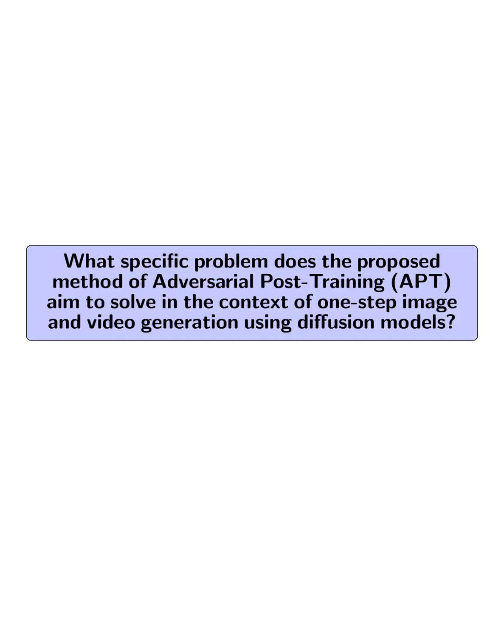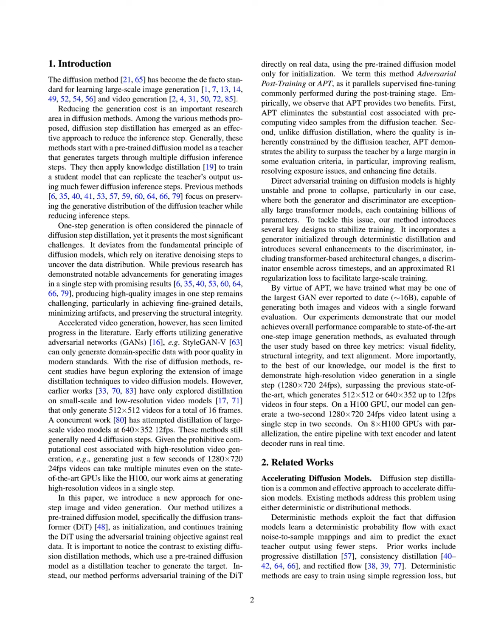What specific problem does the proposed method of adversarial post-training, APT, aim to solve in the context of one-step image and video generation using diffusion models? The proposed method of adversarial post-training, APT, aims to solve the problem of generating high-quality images and videos in a single step, addressing the limitations of existing diffusion step distillation methods that require multiple inference steps.